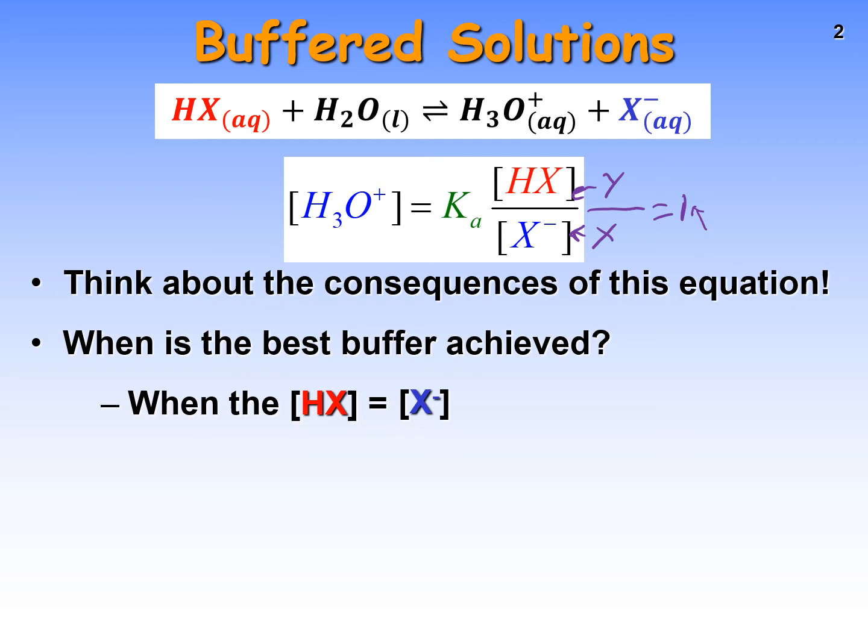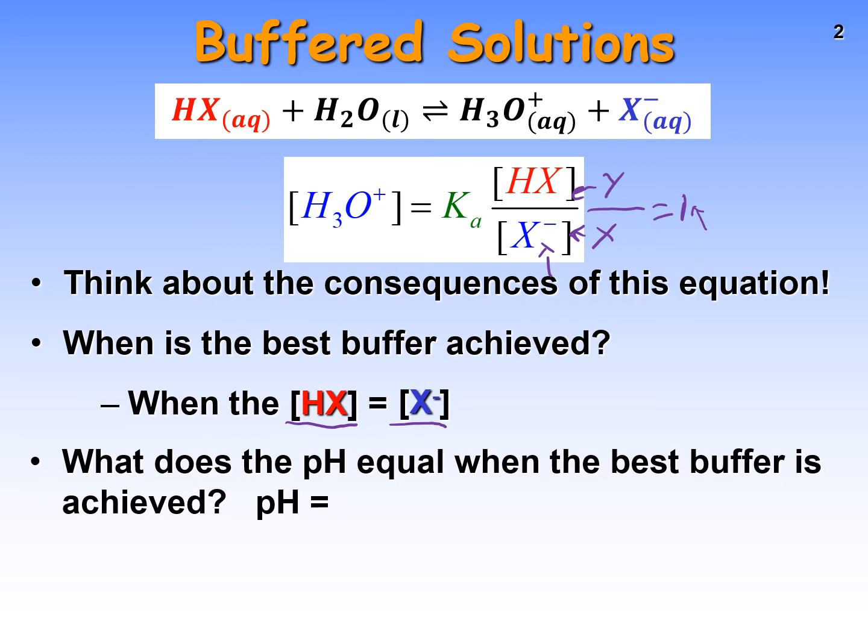Because if I add strong acid, it will decrease our X minus here. But since these two are equal, that change is not going to be as big of a deal. Whereas if they're really far apart, a little change here will change our whole ratio that we're multiplying Ka by dramatically. So this is when the best buffer is achieved, when we have equal concentrations of our weak acid and its conjugate base. This is when we have the largest, what we call buffer capacity, generally.